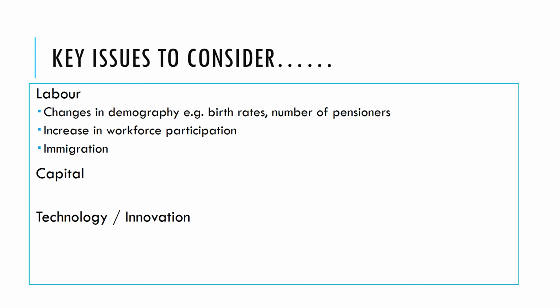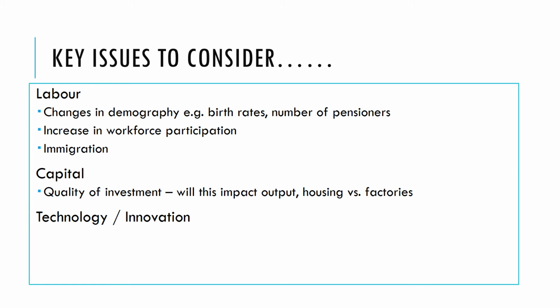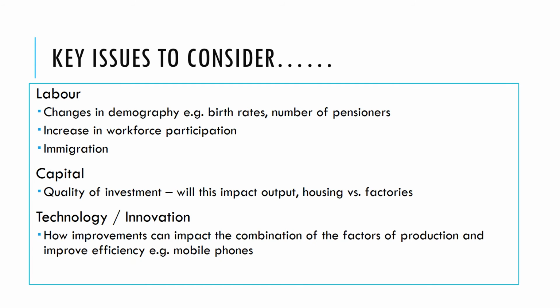under labour. Under capital, we might think about the quality of investment and whether this will impact output. So is the capital new housing or is the capital new factories? We might also think about the technology and innovation within the economy, so how improvements can impact the combination of the factors of production and therefore improve efficiency.